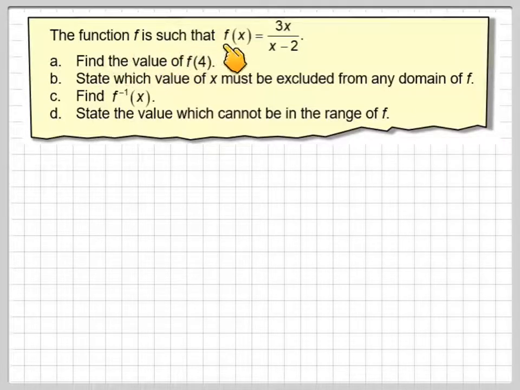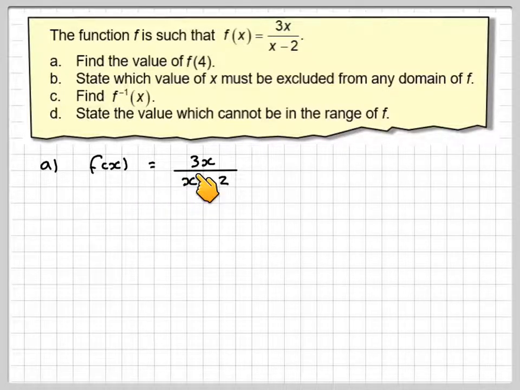The function f is such that f of x is equal to 3x over x minus 2. It says find the value of f of 4. State which value of x must be excluded from any domain of f. Find the inverse function f to the minus 1 of x and state the value which cannot be in the range of f. Okay, so we've got this function f of x is 3x over x minus 2.